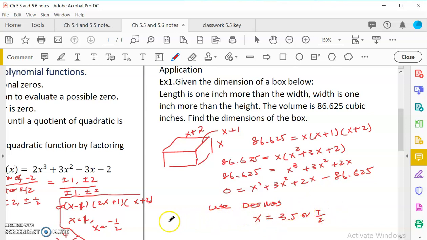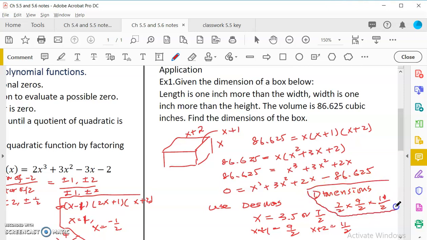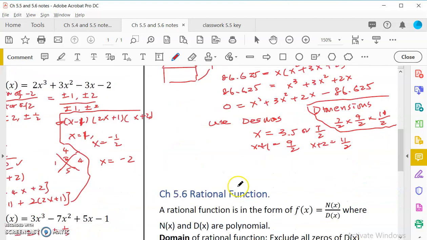So what are the other dimensions? This x is the height, right? So the other dimension would be x plus 1, which equals 9/2. x plus 2 is equal to 11/2. So the dimensions are 7/2 times 9/2 times 11/2. So that's the answer. So that's all I have for 5.3.